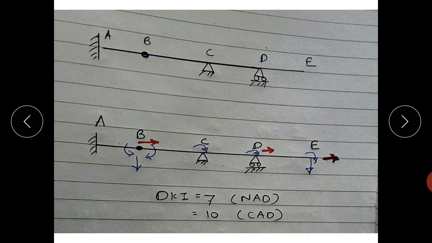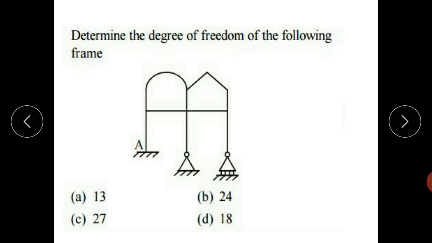Here there will be 1 rotation, here 2 degrees of freedom, 1 rotation, 1 translation in x direction, here 3. So if we neglect the axial deformation in x direction, DKI is 7, and if we consider it, DKI is 10. Some questions are there from previous year questions from GATE, MPSC, IES and SSC.